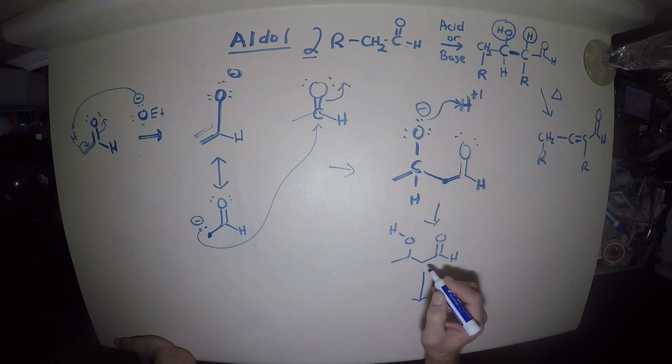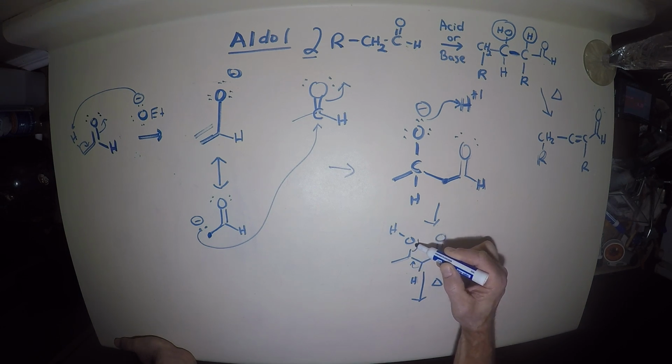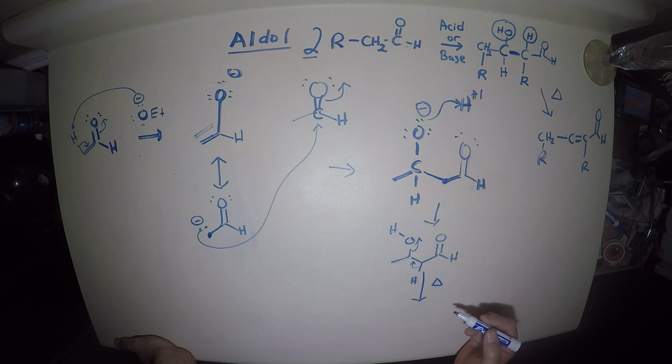If we heat the beta hydroxy aldehyde mildly in either acid or base, we can get an E2-like elimination, forming water and an enal. Enal because it's an ene, al because it's an aldehyde.